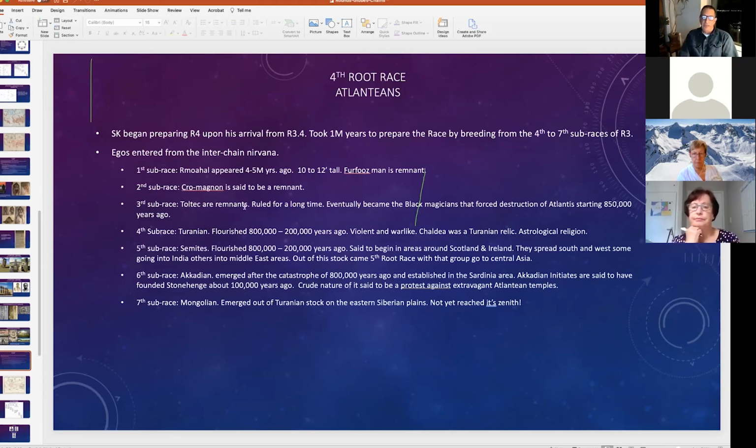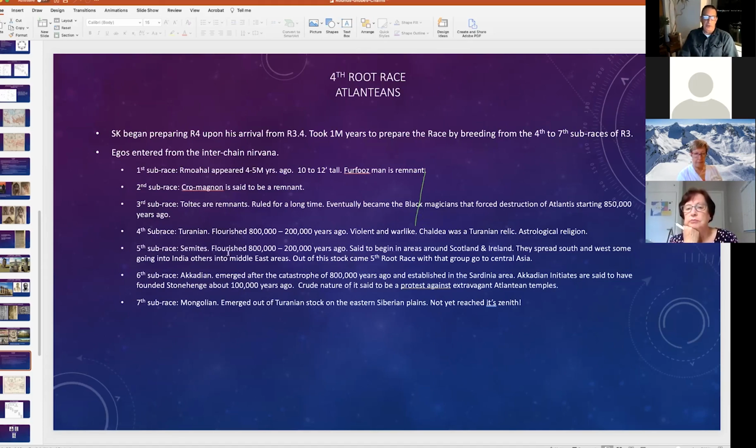These guys eventually became the black magicians that precipitated the destruction of Atlantis. The fourth subrace were called the Turanians, and they were from about 800,000 to 200,000 years ago. Violent, warlike. Chaldea was a relic. They had an astrological religion.